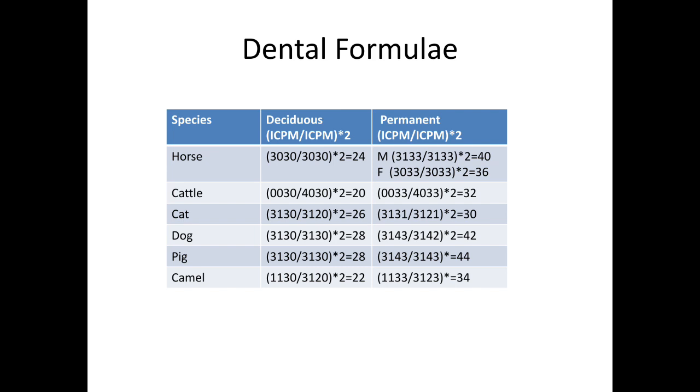teeth are 30. In the case of dog, the deciduous teeth are 28, and permanent teeth are 42. In the case of pig, the deciduous teeth are 28 and the permanent teeth are 44. In the case of camel, the deciduous teeth are 22 and the permanent teeth are 34.